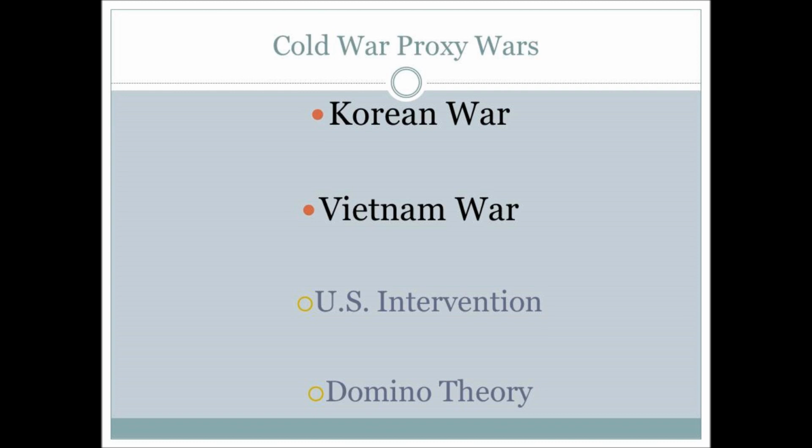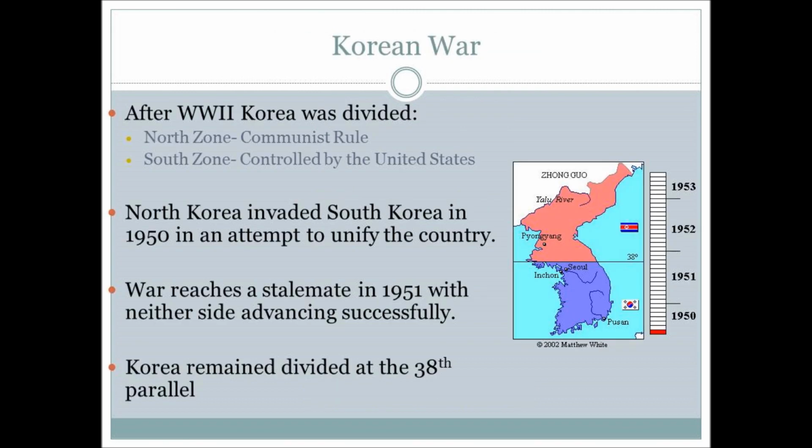So we're going to talk about two countries in Asia, Korea and Vietnam, and how their fight between communism and democracy played into the Cold War. And we're going to talk about U.S. intervention and the domino theory today. So the first thing we're going to talk about is the Korean War.